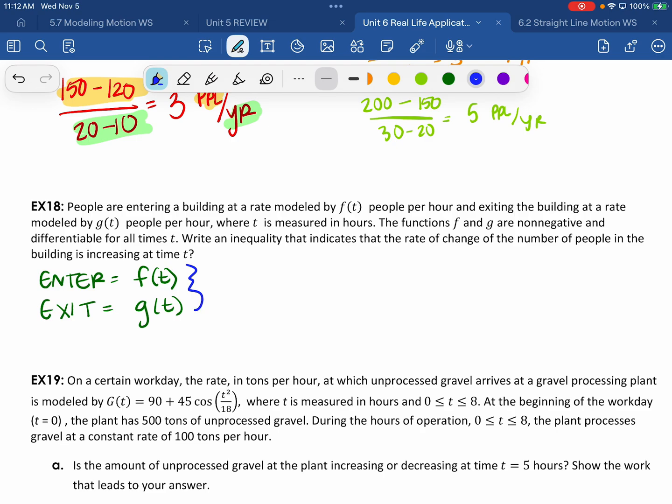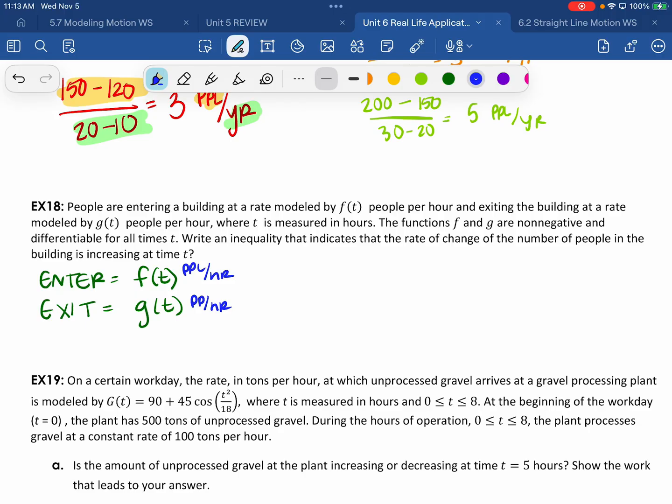Now, both of these guys are people per hour for their units. So units are important. And then it says t is measured in hours. Functions f and g are non-negative and differentiable. So the non-negative just makes sense because you can't have a negative person enter the building. Does that make sense? That's what the exiting function is for. And then the differentiable just means that you can apply all of those theorems because differentiability implies what? Continuity. So if you had to do any of those theorems, you have to write differentiability implies continuity.